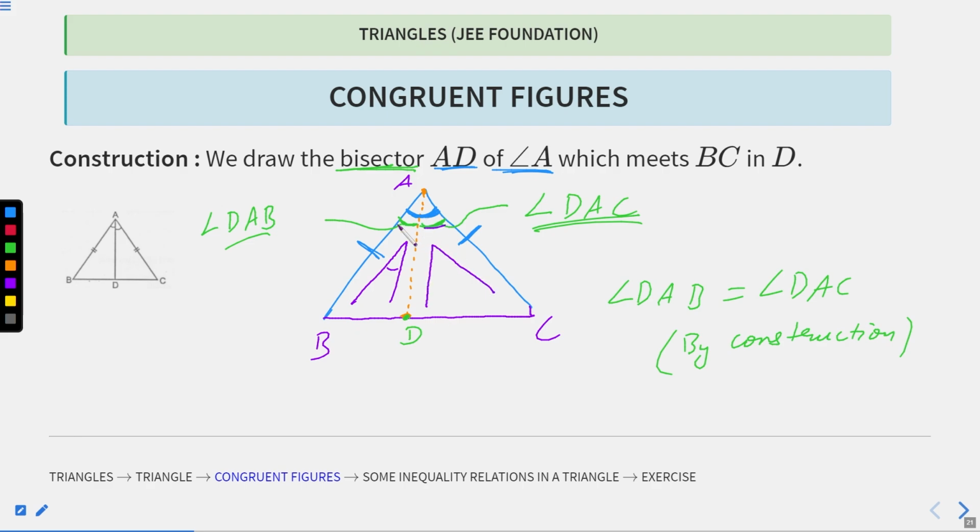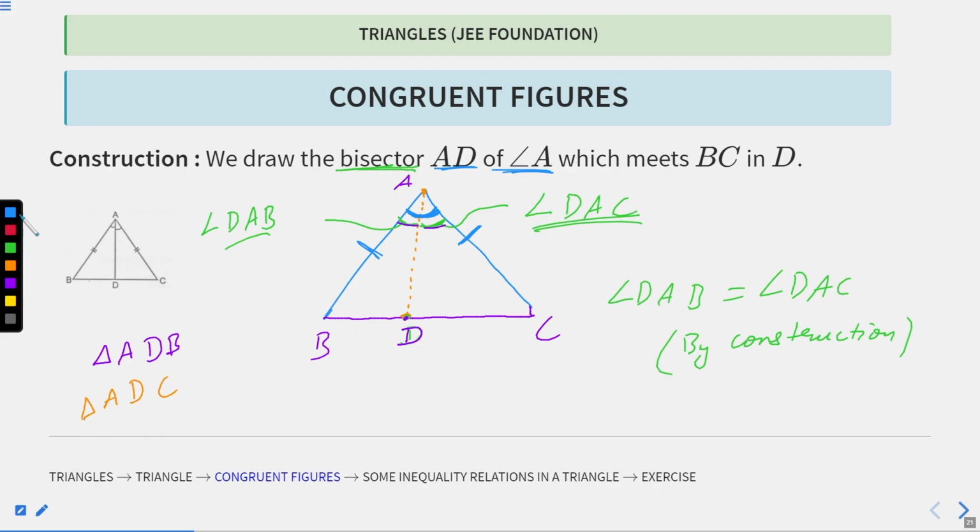I hope this is clear to you, how we are approaching this. I am going to name this point D. Now let's see two triangles. One triangle is ADB, and another triangle is ADC.